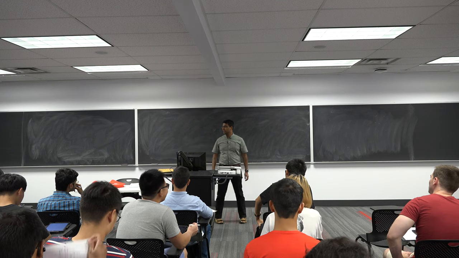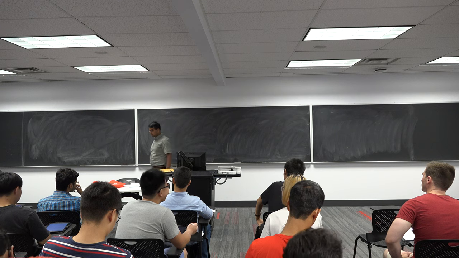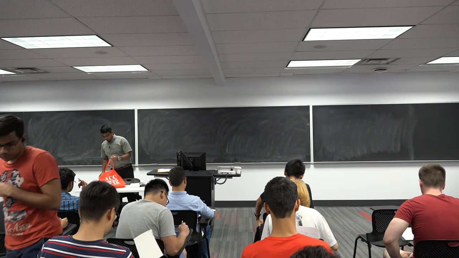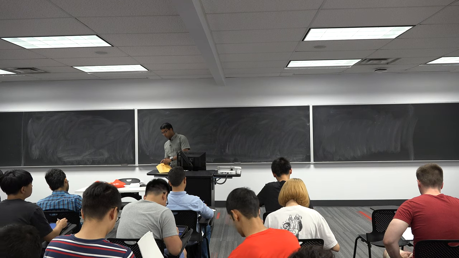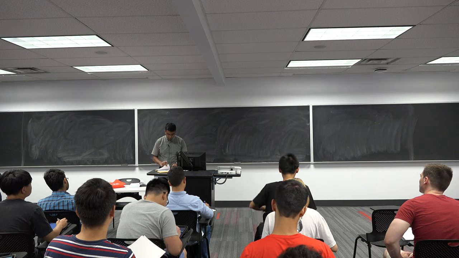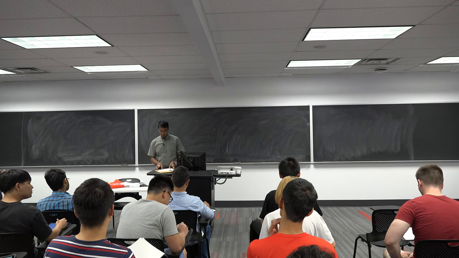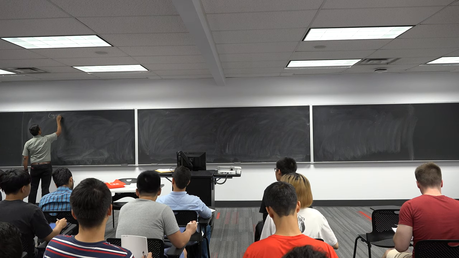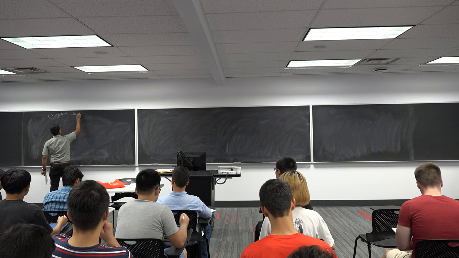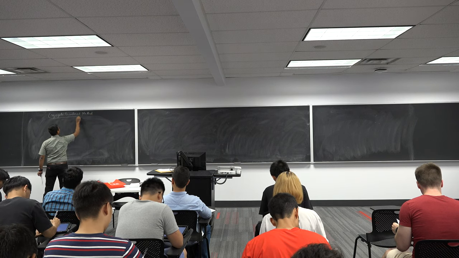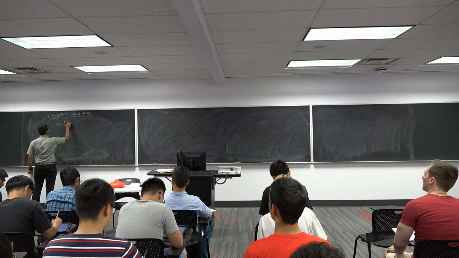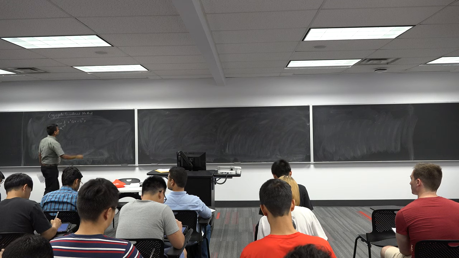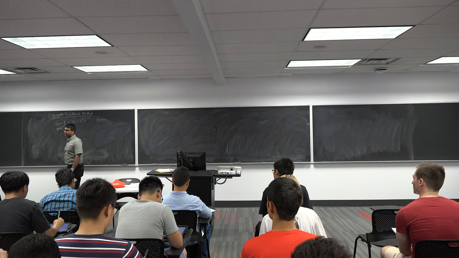All right, so I think we can get started. Today we are going to discuss the conjugate gradient method. It's another form of gradient descent method, but specialized for quadratic programming problems. The problem setup is as follows. I want to minimize half x transpose Qx minus b transpose x, for x in R^n. Q is a positive definite matrix.